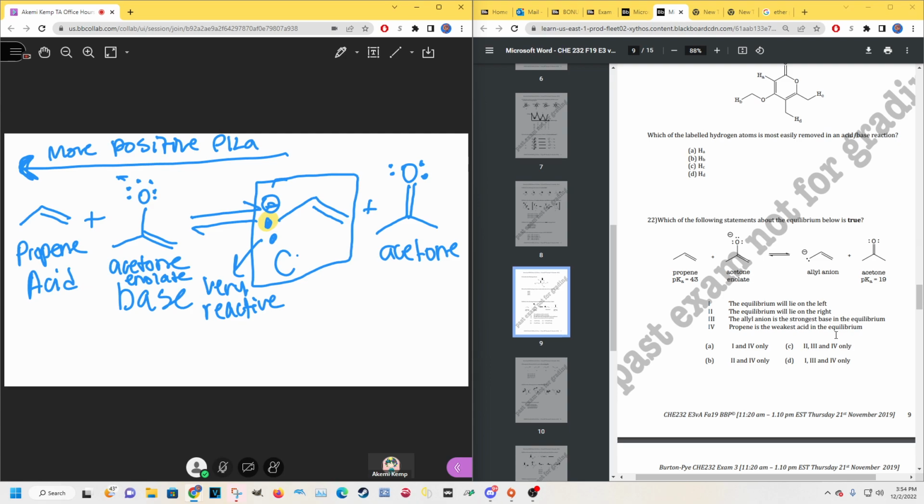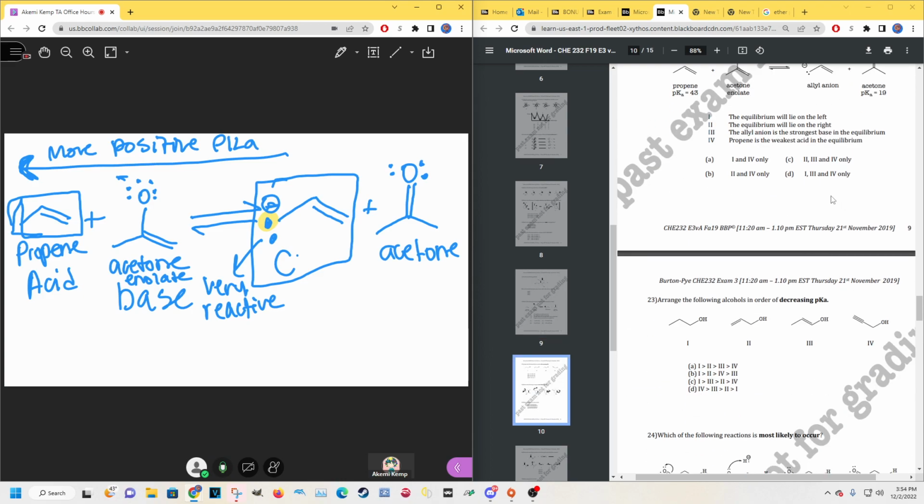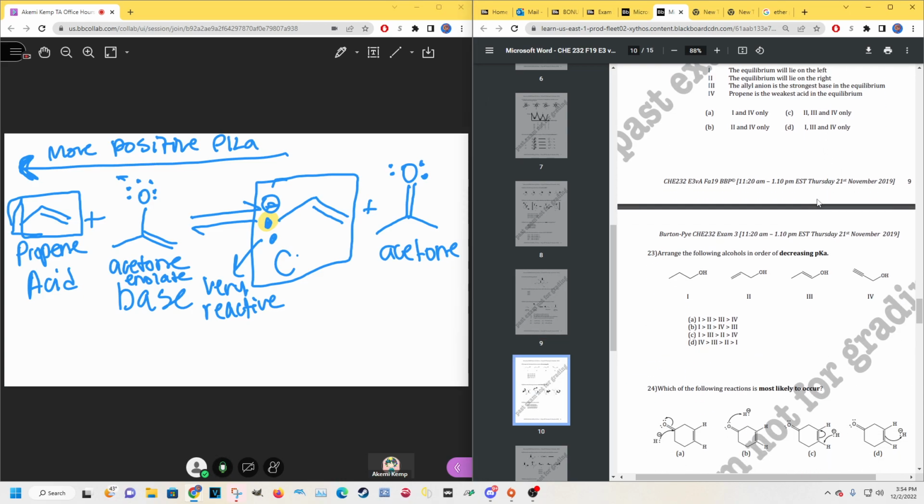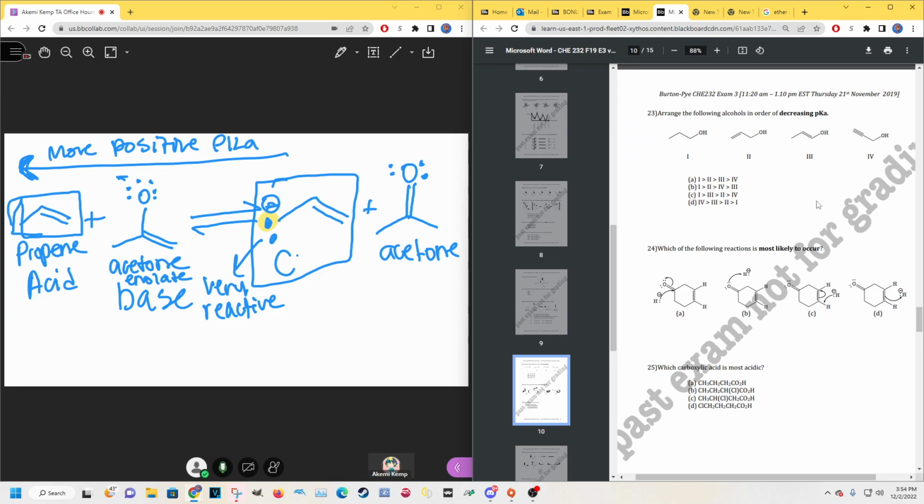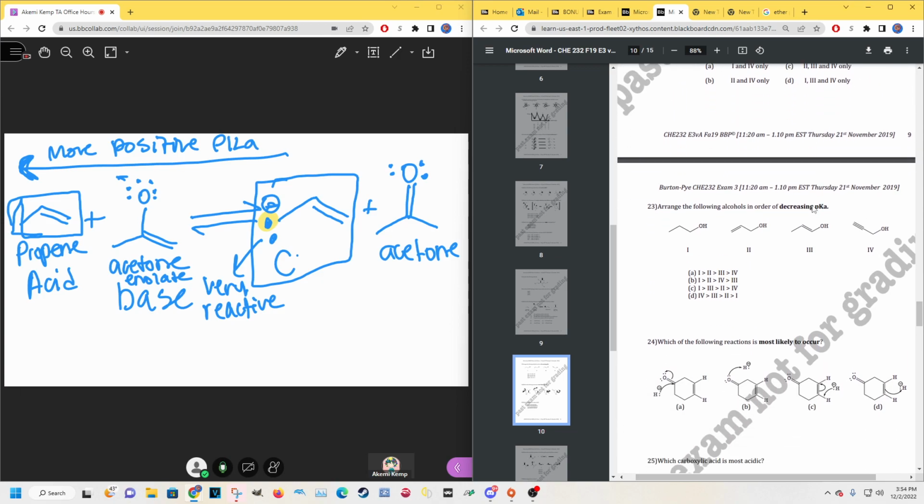And then 4, propene is the weakest acid in the equilibrium. So that's this here. Yes, because the pKa is very positive, it's 43. So that's definitely the weakest acid. The answer choice that goes with what we said is D: 1, 3, and 4 are the only ones that are true for this equilibrium. Yeah, that makes sense.